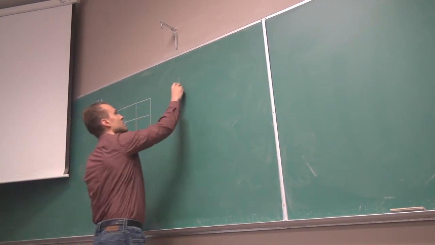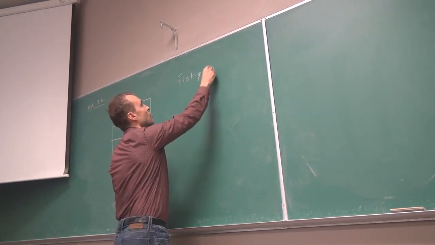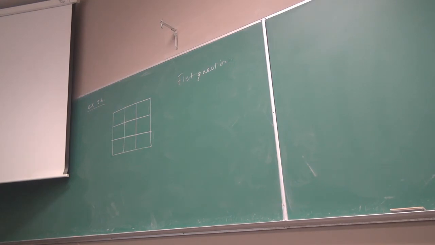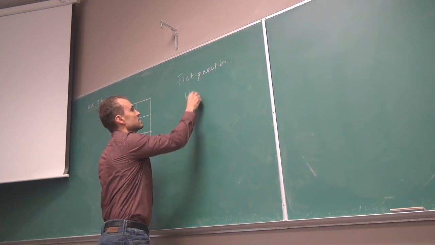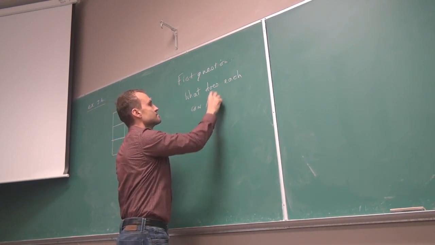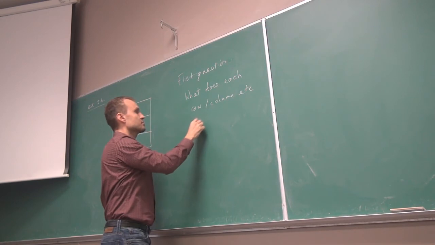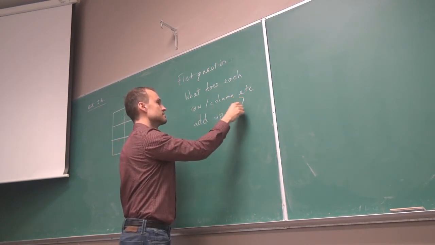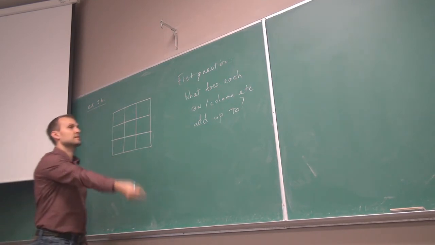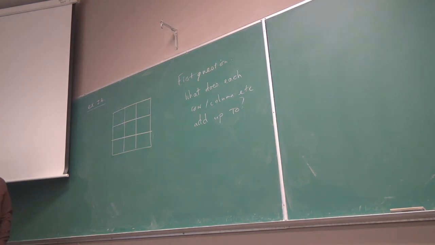Let's write it over here. First question that one could ask is, well, if every row and every column and every diagonal adds up to the same thing, what is that thing? What is that number that it adds up to? What does each row, column, etc. add up to? That is the problem. If I know that, maybe I'm taking a step in the right direction towards the answer. I don't have to take one step and be at the answer. I just have to move towards the answer.